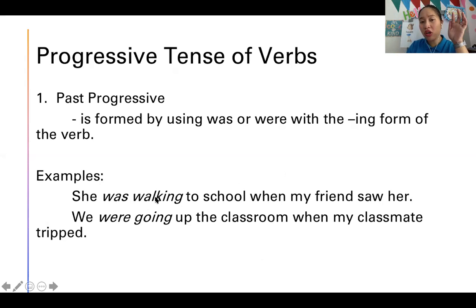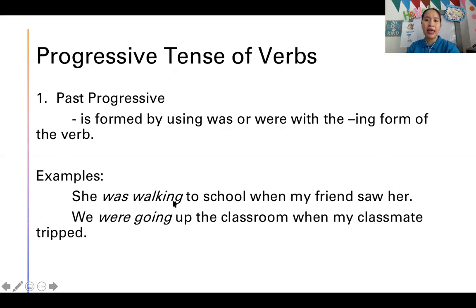The blank for was walking, it is not there. Okay? And there is saw there. That means that is past progressive. Okay, saw is a past tense. Okay? Was walking. We use was because she is singular. Then walking is the ing form of the verb. From walk, you add ing, so it becomes walking. So it becomes, she was walking to school when my friend saw her.